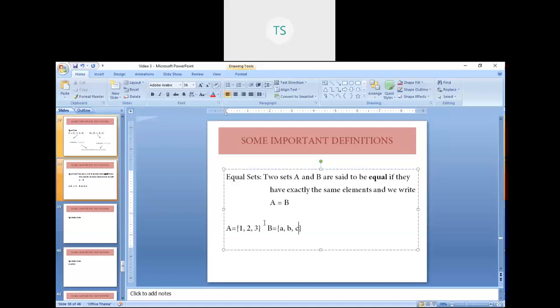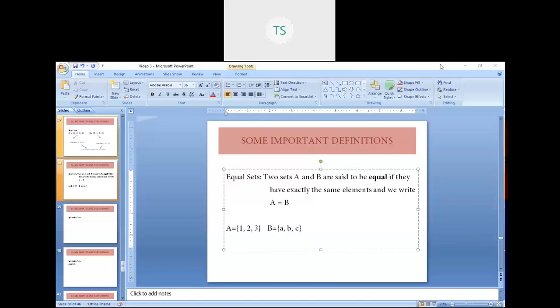Because both of them have the same number of elements. Not equal. Why are they not equal? The elements are not the same. Yes, they have the same number of elements, that is 3. Both of them have 3 elements, but the second point is that the elements are not the same. So that's why capital A is not equal to capital B.